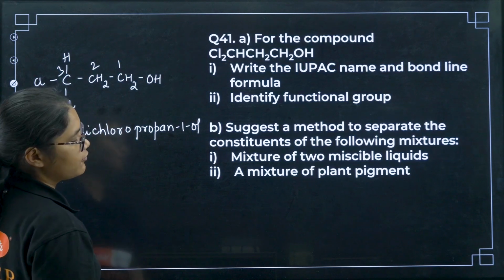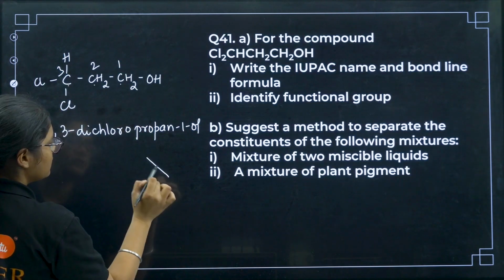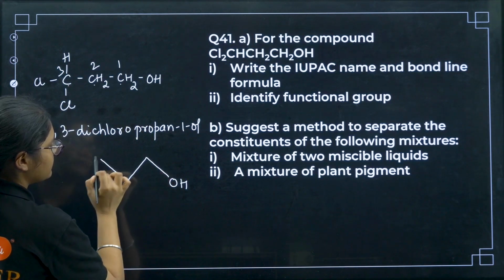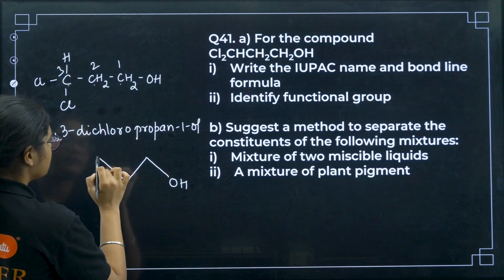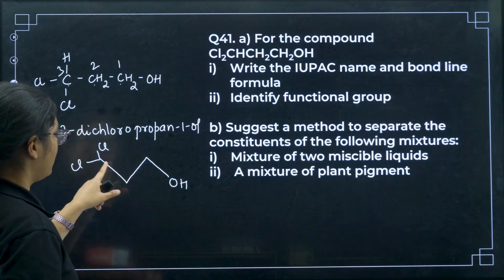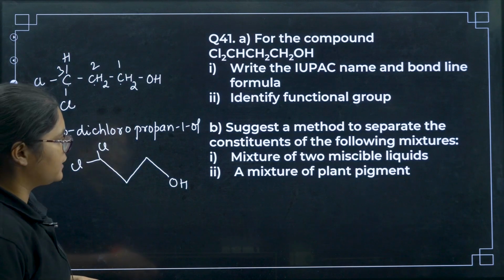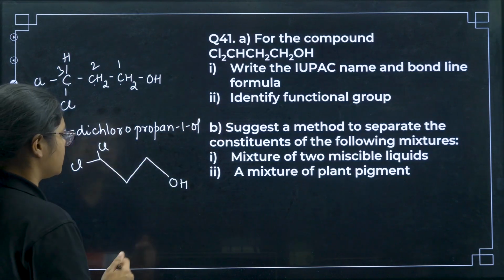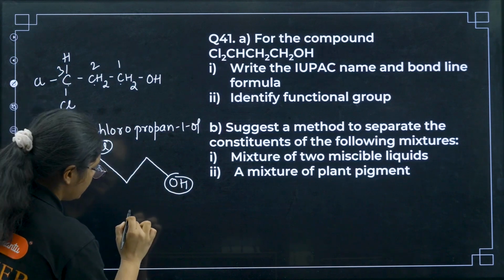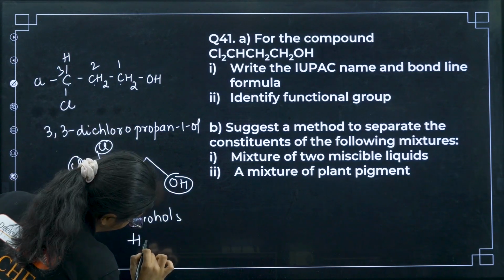Next, the bond line formula, if you want to draw, it is like 1, 2, 3. So, I will draw 1 carbon here. So, this is OH. This is the first carbon, second carbon and third carbon. In the second and third carbon, I have chlorine atoms, right? 1, 2 and 3. This is the bond line formula. Next, identify the functional group. What are the functional groups? Here we have an alcohol group and we have halogens, right? So, what are the functional groups present? Alcohols and halogens.